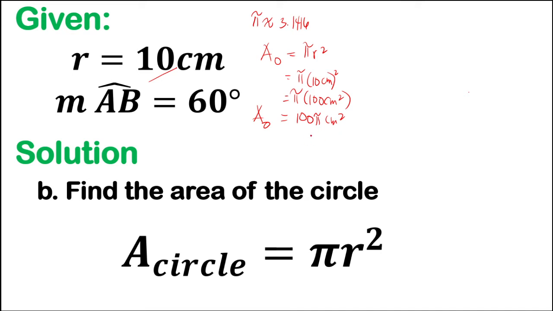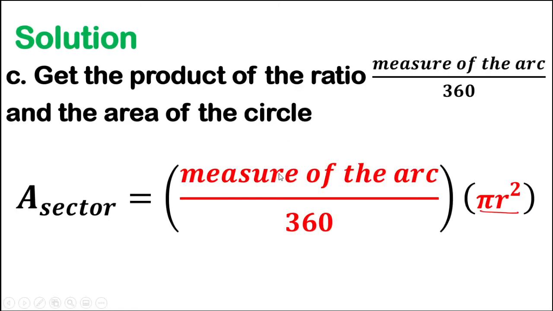Now, what if in the options there is no 100 pi centimeters squared? What will you do? You have to evaluate 100 pi. That is 100 times 3.1416, which is approximately equal to 314.16. So the area of the circle is equal to 314.16 centimeters squared. Now let's continue.